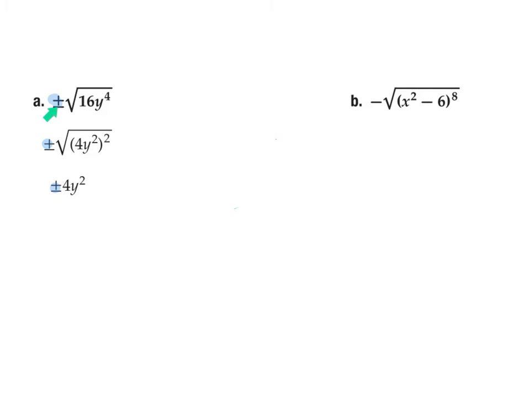The reason that the plus or minus is highlighted in blue is just to show you that it goes along for the ride and really doesn't have any impact. It's just there, okay? And so since the square root and the squaring cancel, I'm left with 4y squared. And after we do the second one, I'm going to show you a little bit of a shortcut trick that I think you'll like better, so you won't have to write it out like this. But we're going to do that one more time over here.